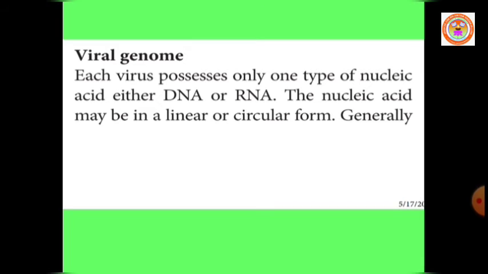It's a double-stranded helical molecule. But the viral genome is either DNA or RNA, never both. So each virus consists of only one type of nucleic acid, either deoxyribonucleic acid or ribonucleic acid. The nucleic acid can be in different forms, maybe a highly coiled structure, or in circular form, or maybe linear. Linear means thread-like structure. Circular form means coiled, rounded together.